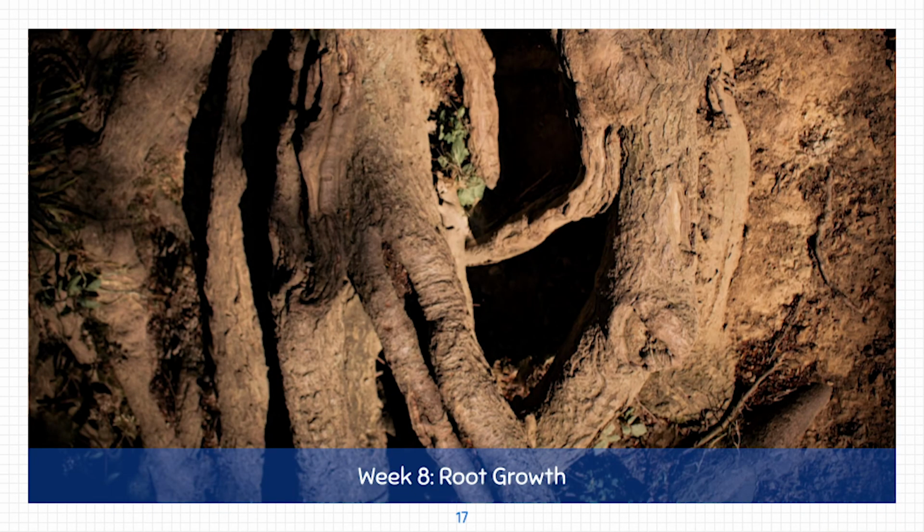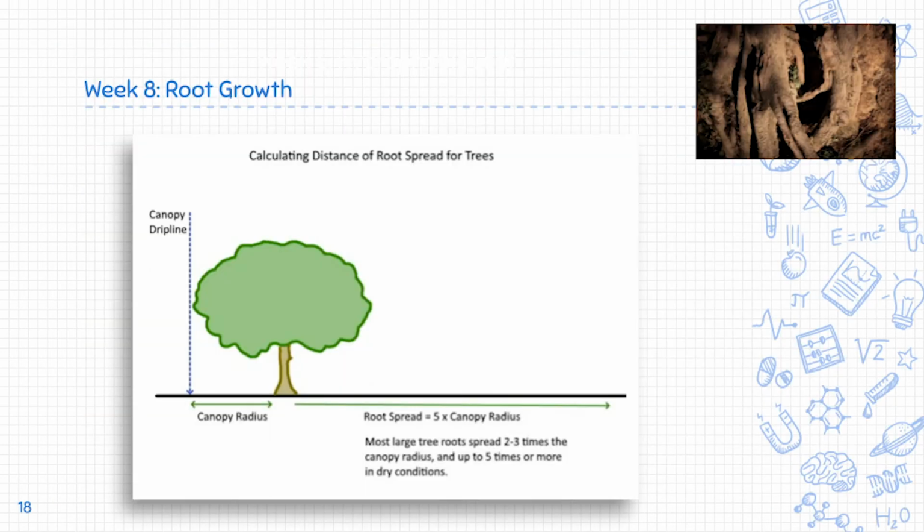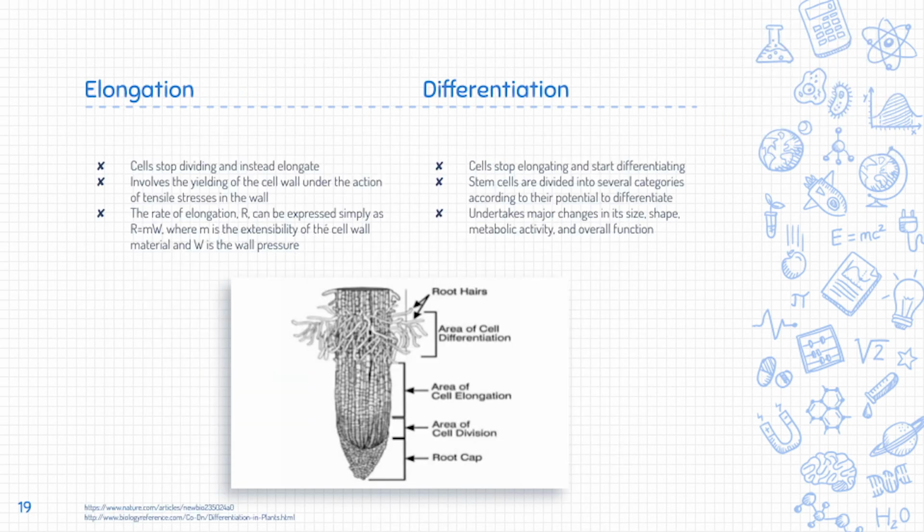This is a photo taken at Cleveland Rock, part of McConnell's Mill State Park in Portersville, PA. I wondered why the tree roots were sticking out of the ground and wanted to learn more about root growth. One of the first things I wanted to address is how big roots can spread. Tree roots can spread 2 to 3 times the canopy radius and up to 5 times or more in dry conditions. Next, I wanted to address the root structure.